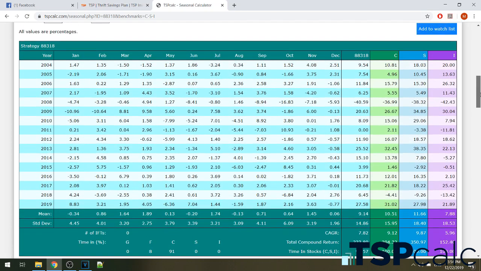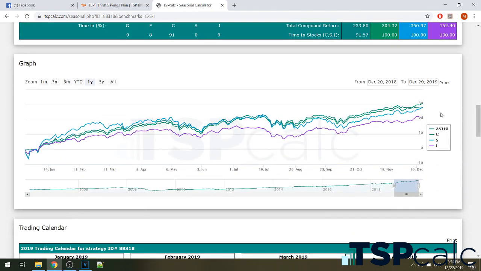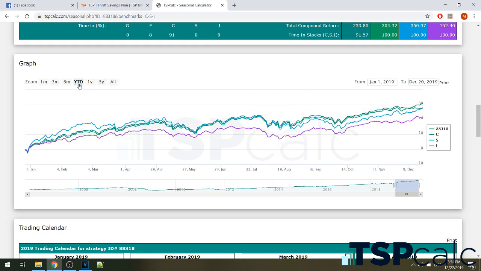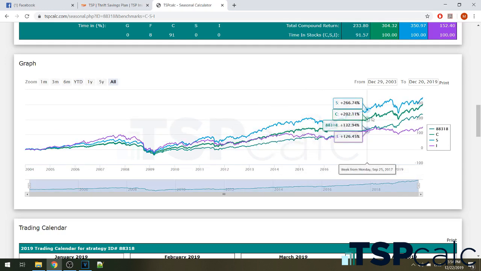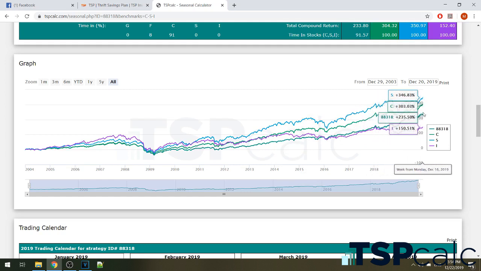Okay? And then down at the graphs, again, it's showing all four. And this is a neat trick. You can hover your mouse over that. So that's the strategy that we made. And there's the C fund and the S fund and the I fund. Okay? And it's showing 1 year by default. Here's a year to date. And then here's all, which is clear back to January 1st, 2004. And as you can see, the S fund has won hands down. The C fund has done pretty well as well, and our strategy has returned 235%, which is considerably better than the I fund.